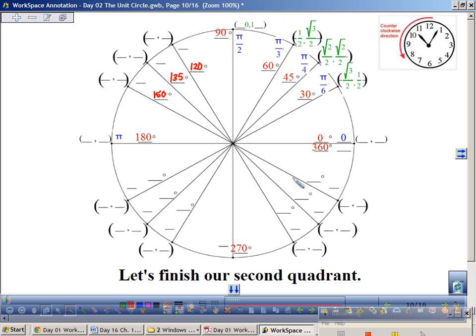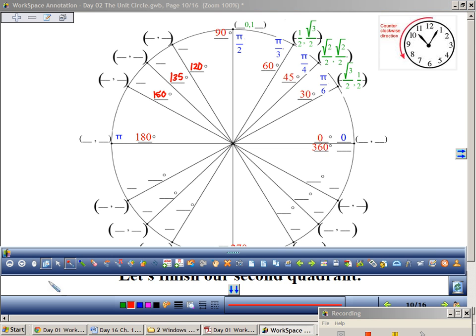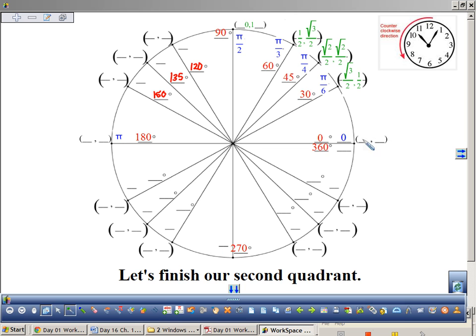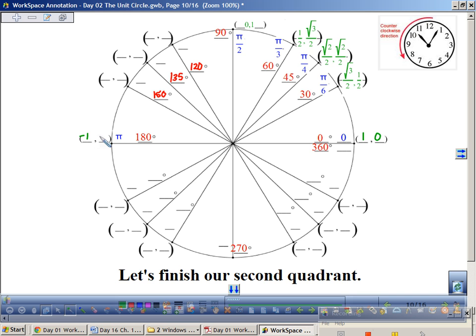All right, let's do our coordinates next. We should have started with our coordinates. Okay, so what's this coordinate again? 1, 0. And what's this one? Negative 1, 0. So what do you think this one's going to be? And 1/2. It's the same as this one, only in the negative direction on x. Right?